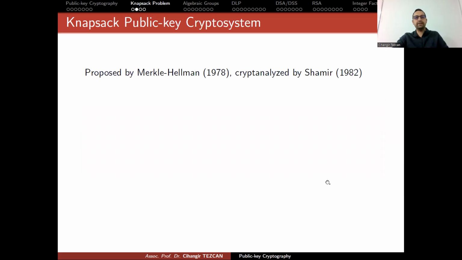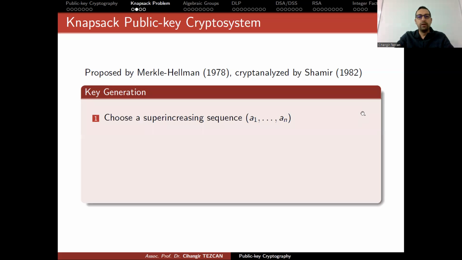The Knapsack public key crypto system was proposed by Merkle and Hellman in 1978, and it was cryptanalyzed by Shamir in 1982. The key generation in this crypto system works like this. Choose a super increasing sequence A1 to AN. I'm not saying increasing, because that would mean each AI is just larger than the previous one. I'm saying super increasing, and I define it like this: whenever you have a number here, this number is larger than the summation of all of the previous numbers. So it's super increasing, not only increasing.